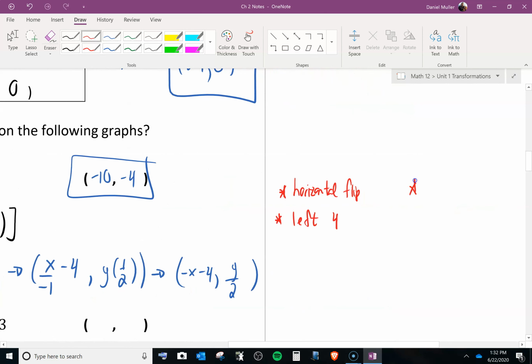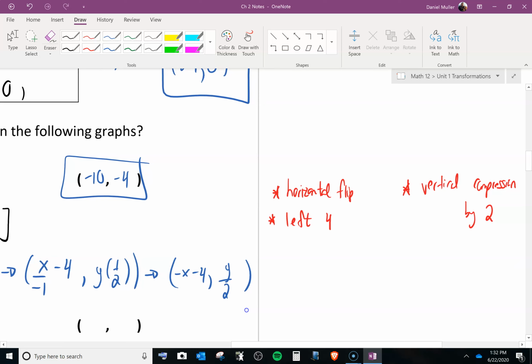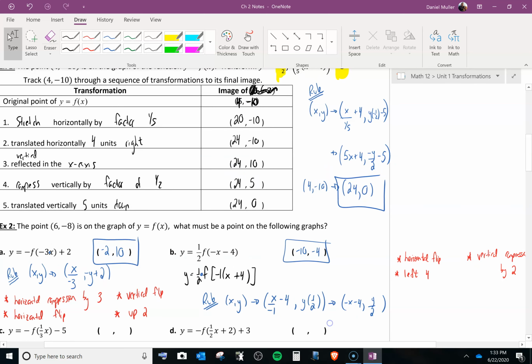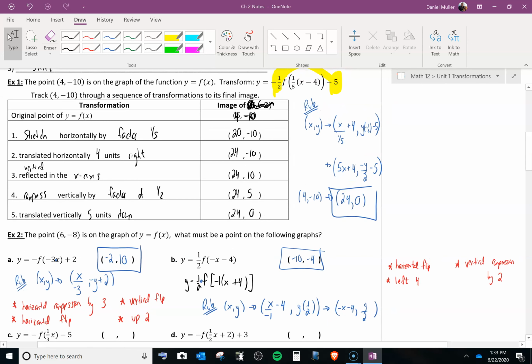And then the y is just cut in half. So it's a vertical is the y. And if it's cut in half, you're compressing. It's a compression. So your compression, it's a vertical compression by 2. Now, you also could write by a factor of 1/2 if you wanted to. But I just like, oh, it's y cutting in half. So you're compressing it by 2. So that's those two. If you need to write some of that down for A and B.